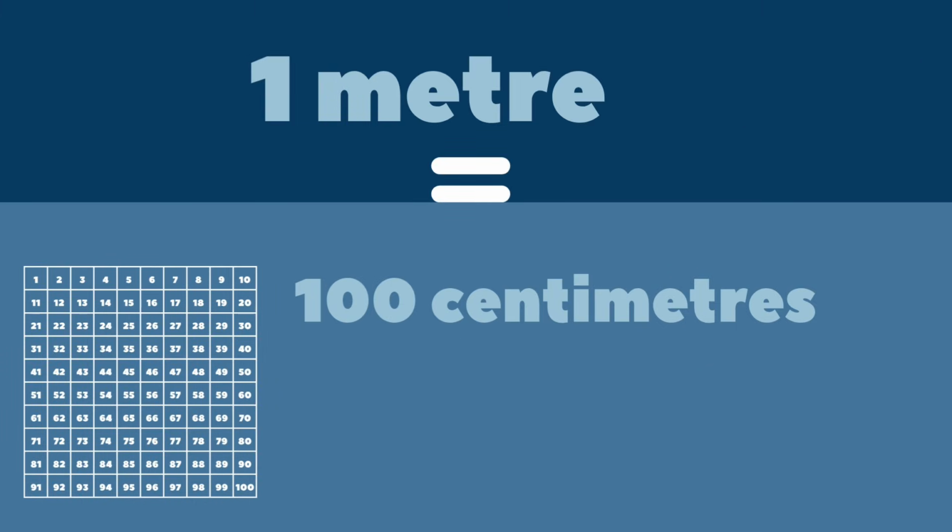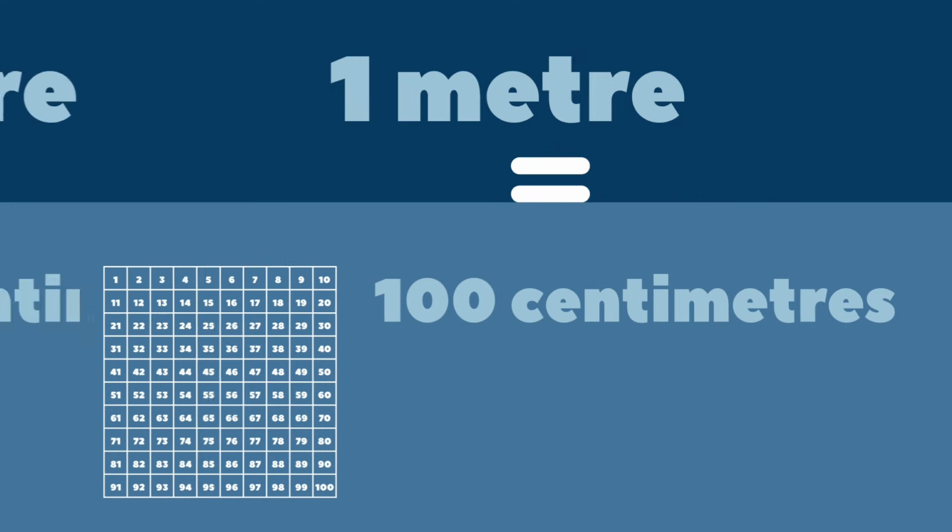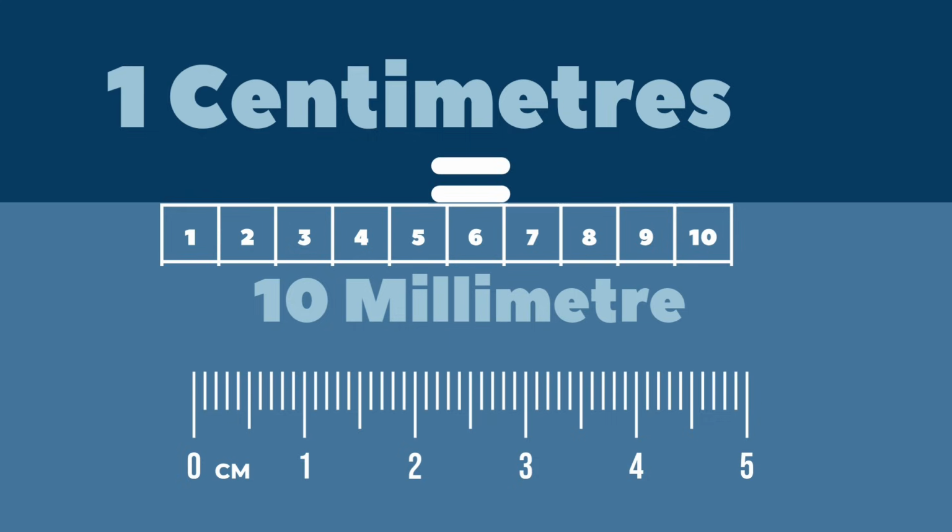If 1 meter of distance is divided into 100 equal parts, each part is called a centimeter. 1 meter equals 100 centimeters. Similarly, 1 centimeter is further divided into 10 small parts. Each of these small parts is called a millimeter. 1 centimeter is equal to 10 millimeters.